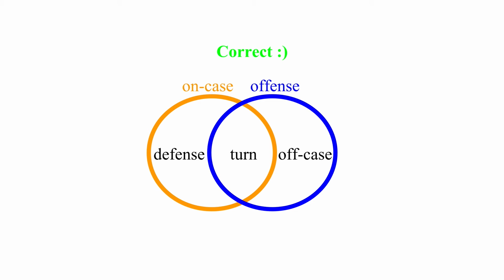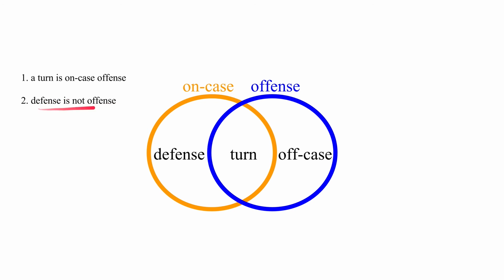And just like the last time that we looked at the Euler diagram, this answer can tell us 5 things. The first thing this can tell us is that a turn is on-case offense because a turn, which is in the overlap section, is both part of the on-case circle right here, and it's also simultaneously part of the offense circle. The second statement we can make about this is that defense is not offense. Unlike the previous time when we had those two sections overlap, here there is no overlap. You have defense as this crescent-shaped section, which is entirely outside of the offense circle.